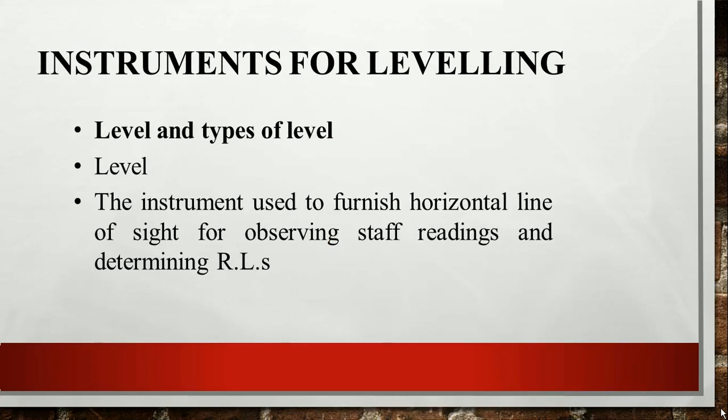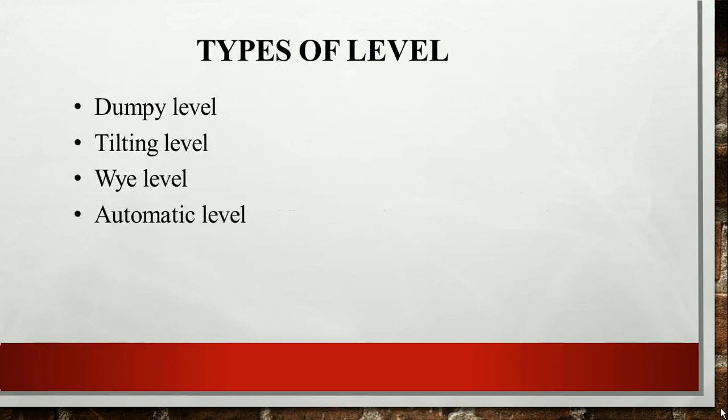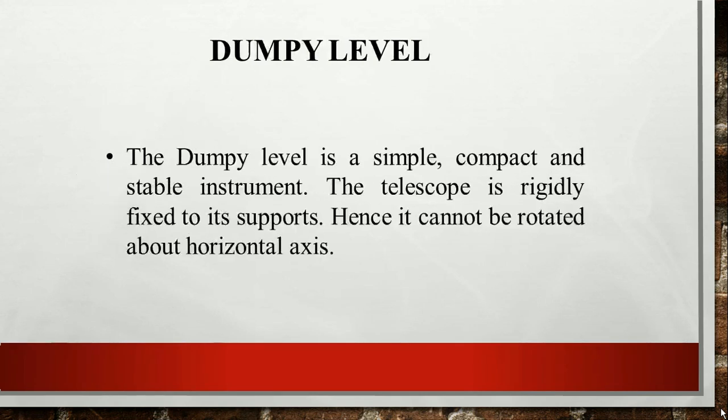Next, levels and the types of levels. What is meant by level instrument? The instrument used to furnish a horizontal line of sight for observing the staff readings and determining the RLs of various points. There are different types of level. Number one is dumpy level. Number two is tilting level. Next is Y level, and at last there is an automatic level, or you can call it auto level. Next, the dumpy level is a simple, compact and stable instrument.